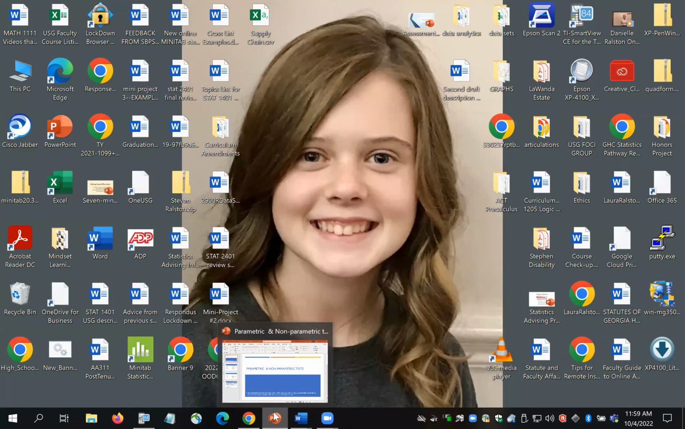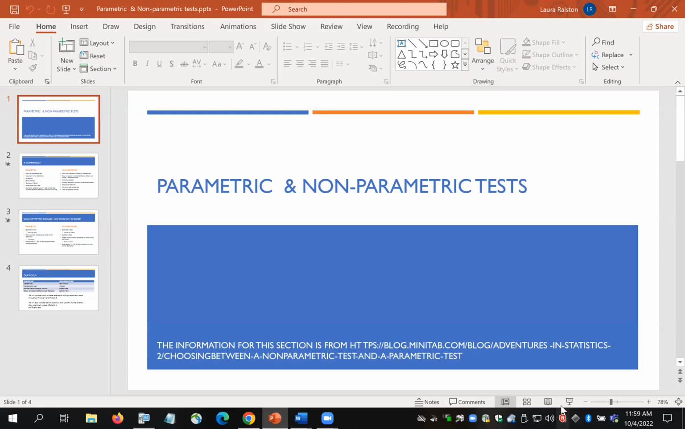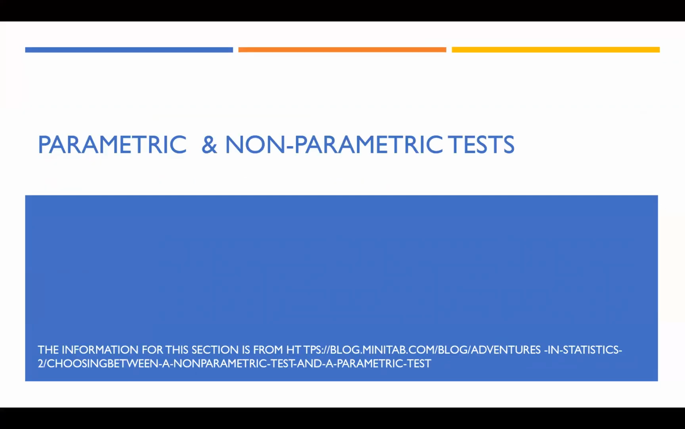But I want to talk about the difference between parametric and non-parametric tests. Again, pretty much everything we do in Stat 1401 is a parametric test. So non-parametric is very new. It's not something you've seen before. So if we compare the two, what's the difference? And why do we need both of them? So we're going to compare parametric to non-parametric.